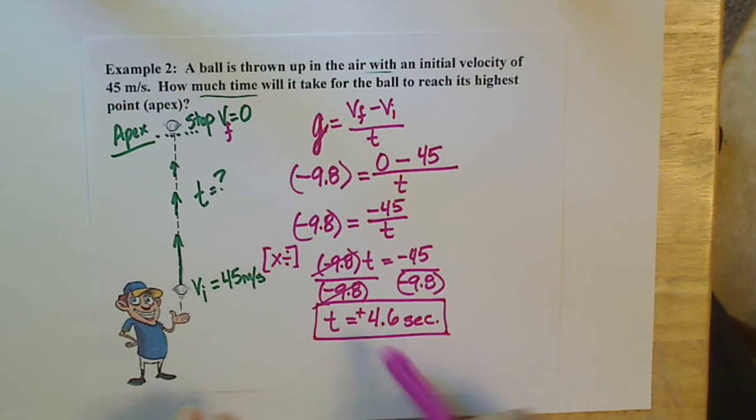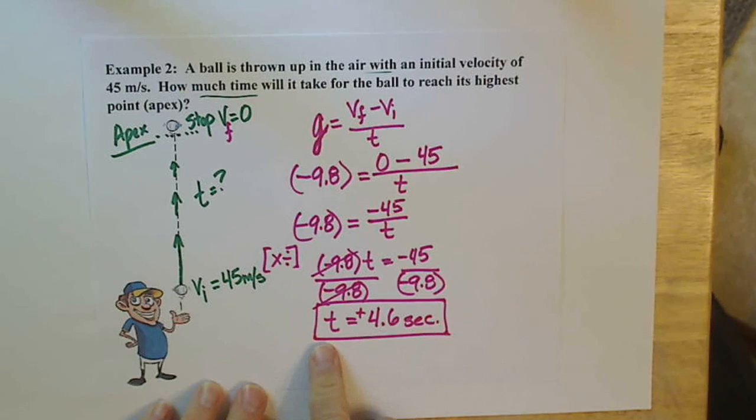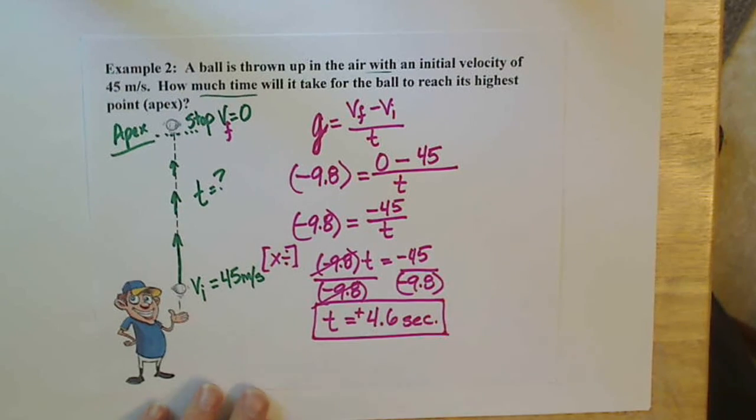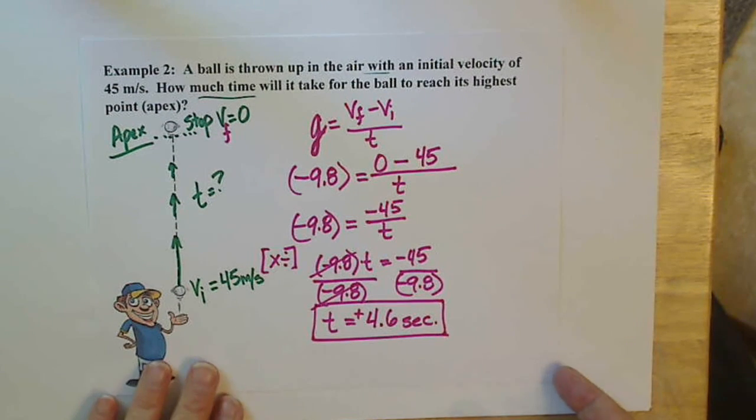Usually if you're trying to solve for time and you wind up with a negative answer, that means we probably forgot to put a negative up here in the formula somewhere, or we got something set up wrong. Okay? So always use that as a good double check method.